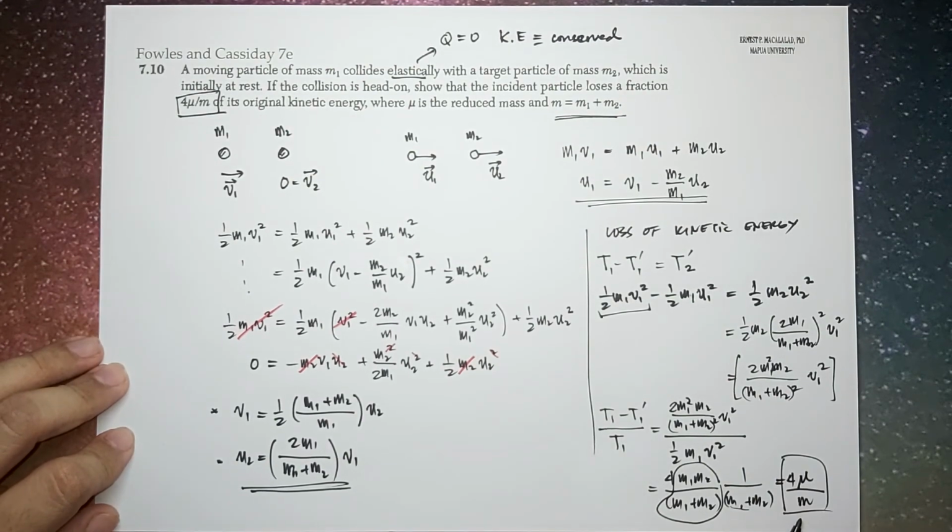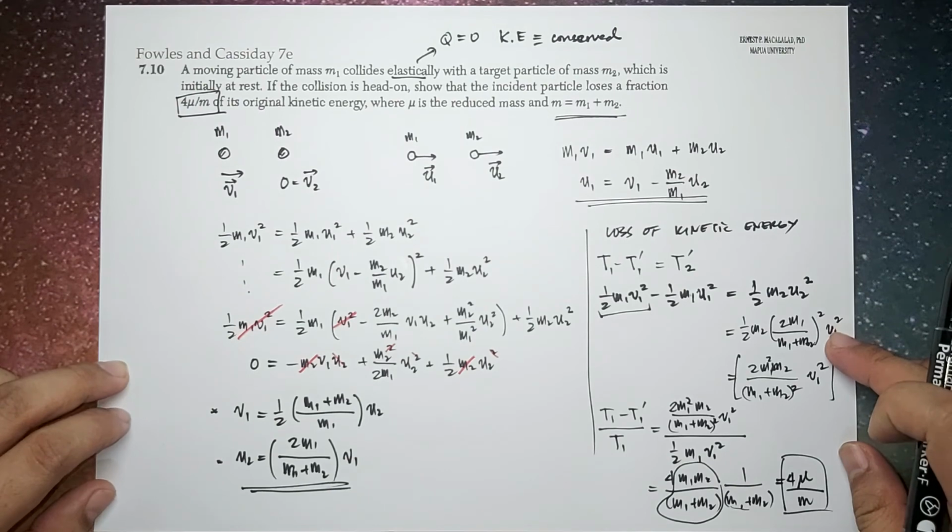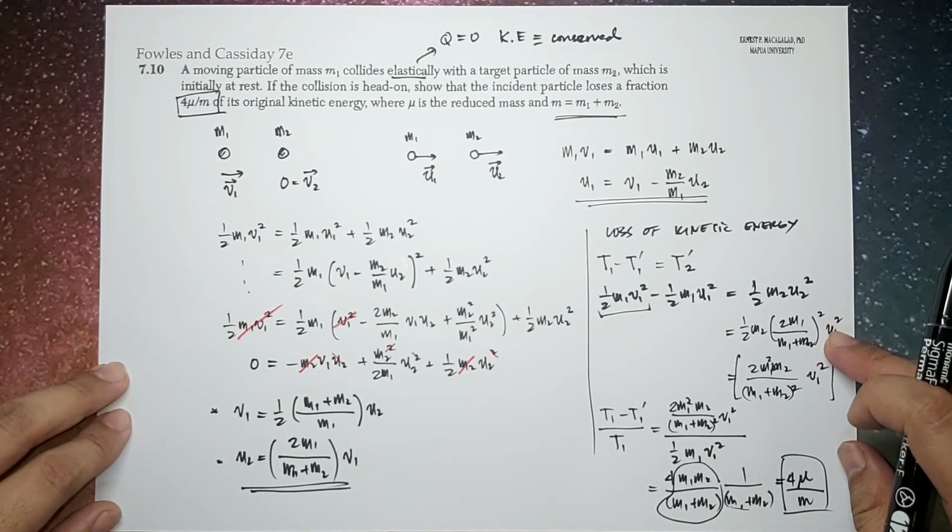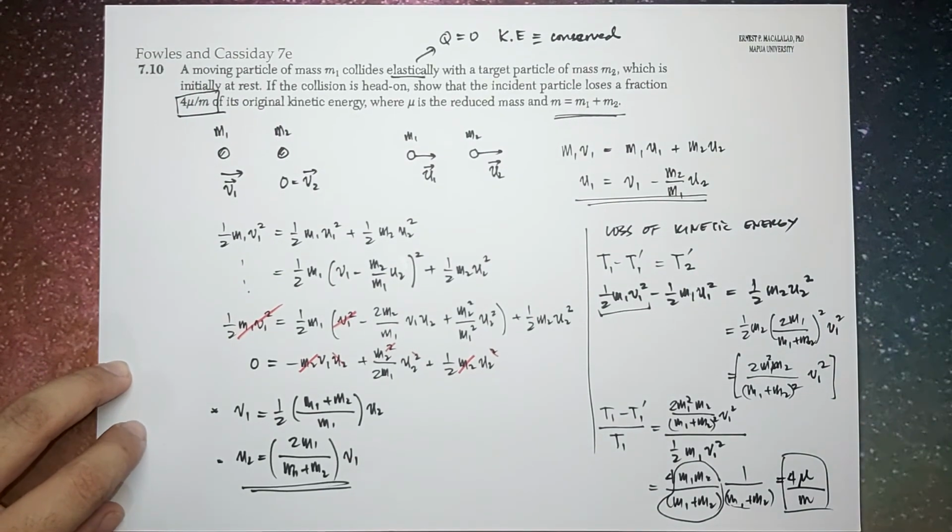So this is the solution to 7.10 of Fowles and Cassiday 7th edition.